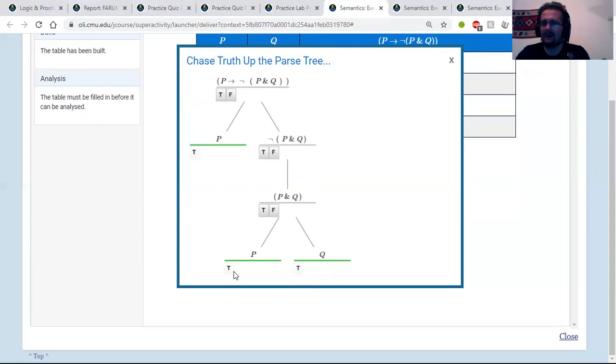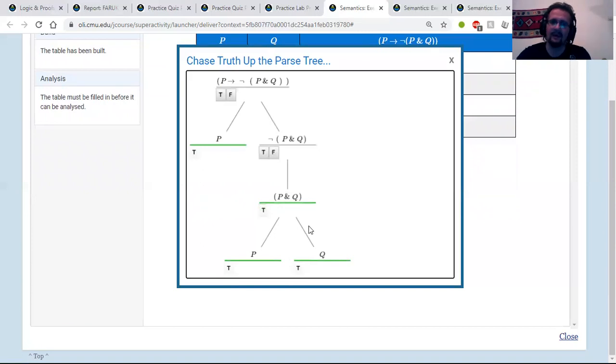Right, so if P is true and Q is true, then P and Q, if I put those two together, that would be true, right? Because a conjunction is true only if both of its conjuncts are true. So that's great. So now I have the value for that. Now, if P and Q together is true, and then I stick a negation in front of it, well, not true gives us false. All right.